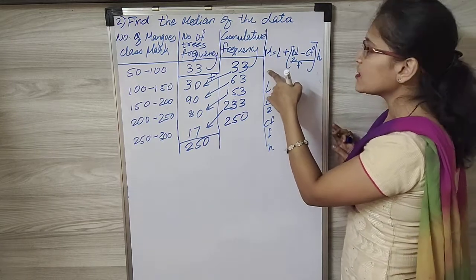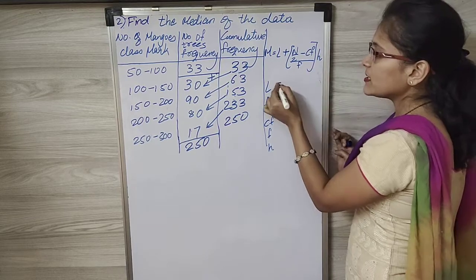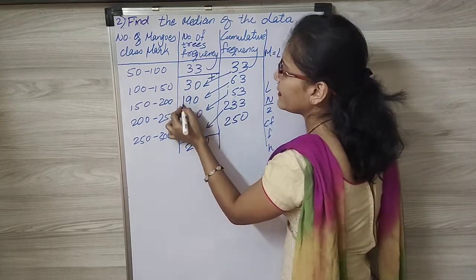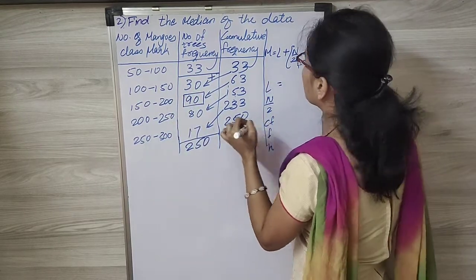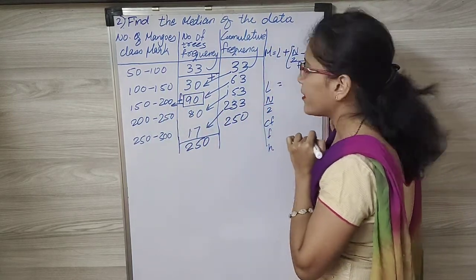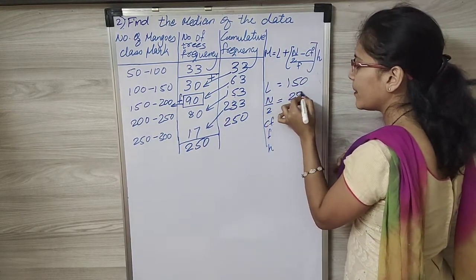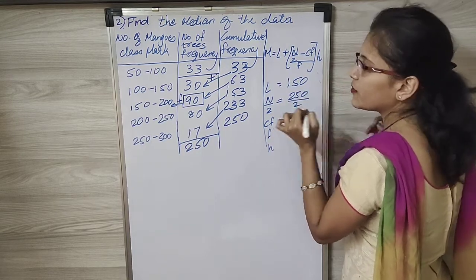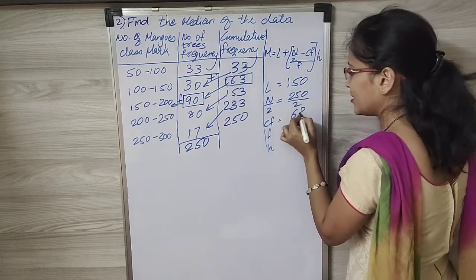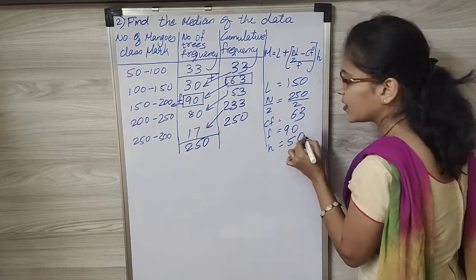M is equal to L plus N by 2 minus CF, whole divided by F, into H. Now what is our H? Select any one frequency. Suppose I select 90 as the frequency. This is my F. For this, the class limit is 150 to 200, so 150 is my lower limit. N by 2 is 250 by 2. Next, the cumulative frequency is the preceding number of this frequency, that is 63. Next is the frequency, 90, and H is the difference, 50.